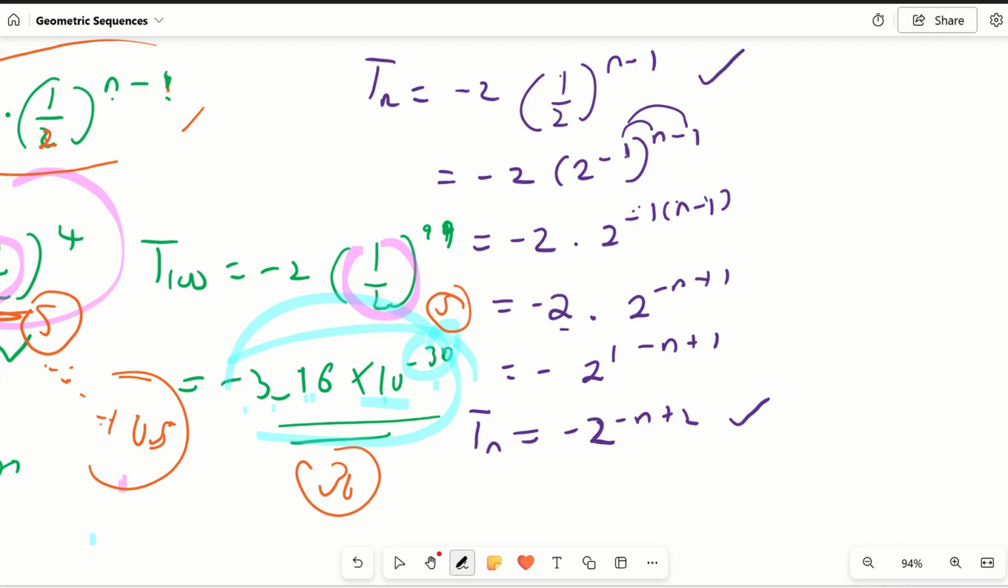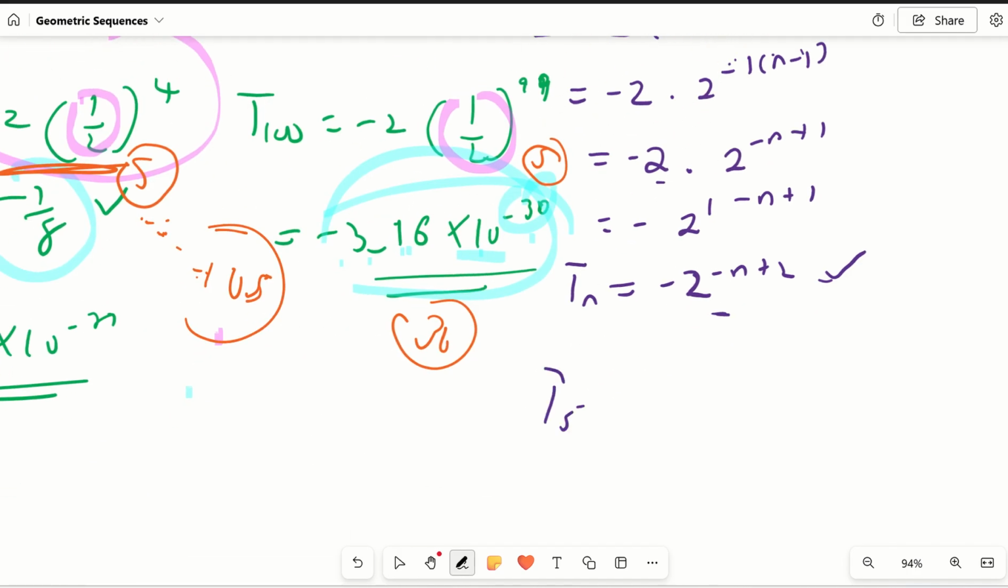In the exam, the answer would look like this. It wouldn't look like that. But they'll still give you the mark, but it's always nice to simplify it that far. Let's see if we get the same answer. Let us test T5. Can you guys test T5 for me and tell me if you get the same answer? Yes, nice. Let me save this. Any questions?